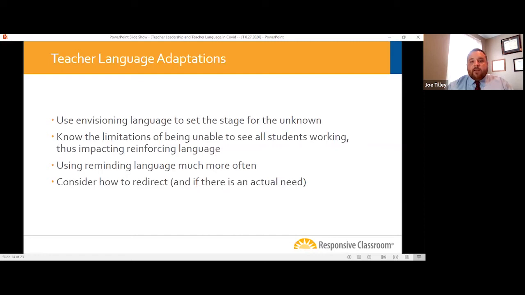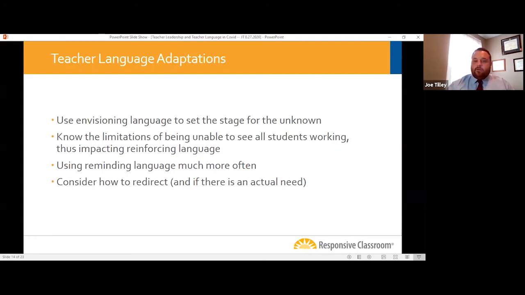Using your reminding language more often than you are probably used to. I think this is something we're going to see a lot of need for: standing at a door as students enter and reminding them where they are again. "Hey, remember you're at school now, so you're going to have to stay 6 feet away from other people." You know, using that reminding language, kicking those classes off.